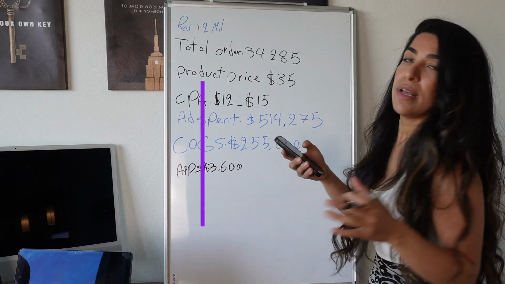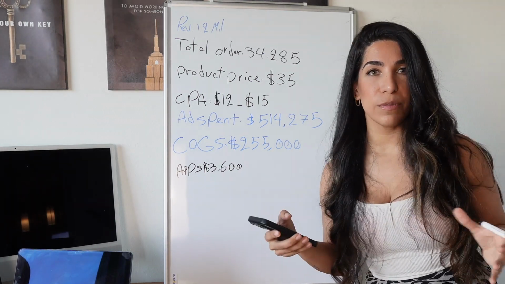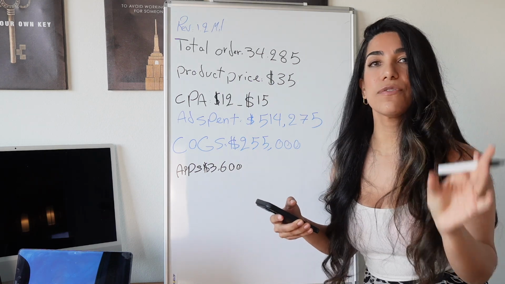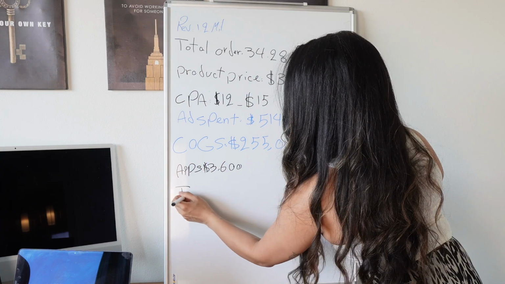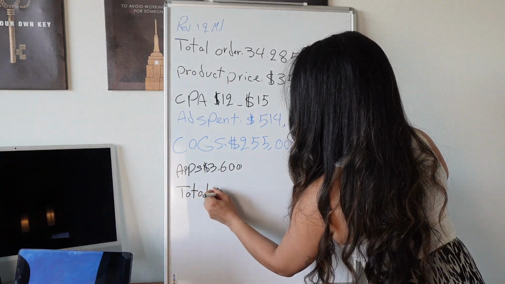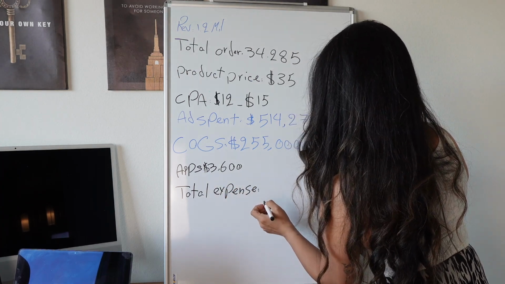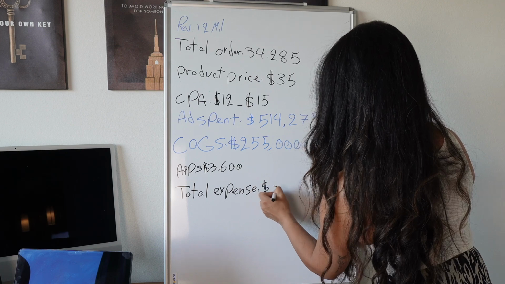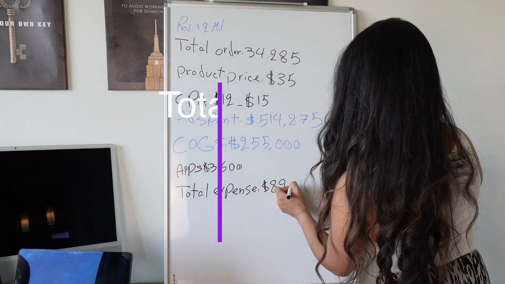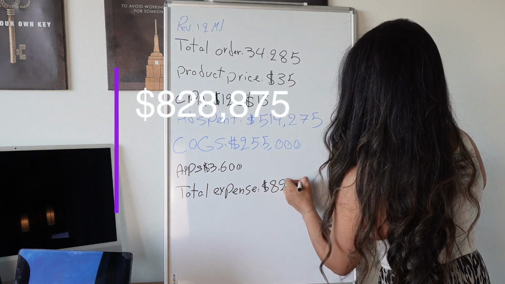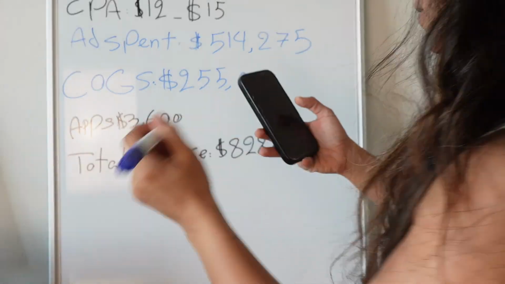And then let's talk about the total expense. This is the most important part. This is what I say: don't just look at the numbers. People are always flashing a number in your face, but how much is your expense? So let's talk about the expense. Total expense was $828,875.